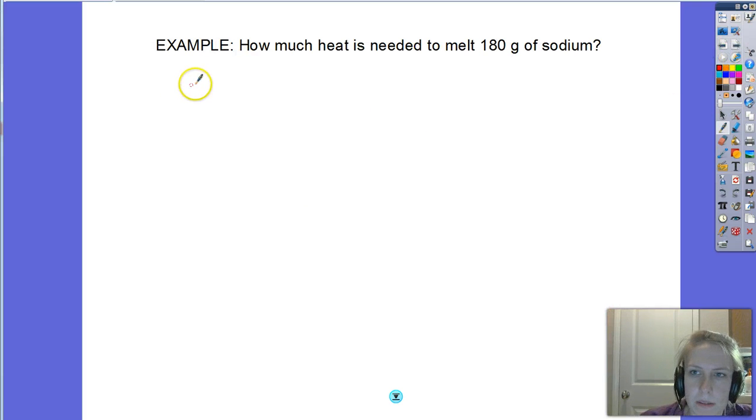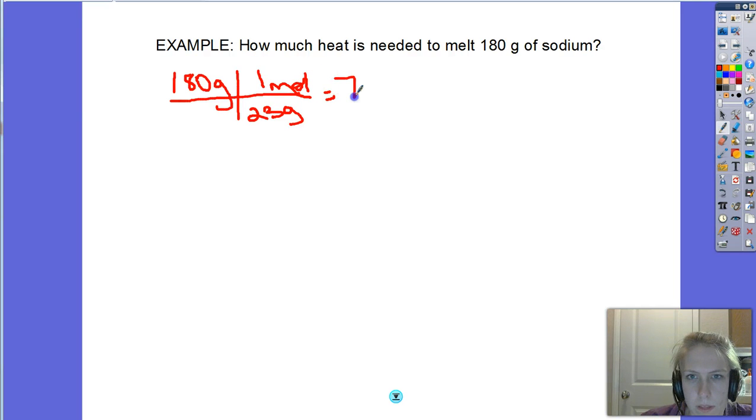How much heat is needed to melt 180 grams of sodium? So I have 180 grams, that's what I'm starting with. Now we need moles because our equation is the moles times the molar heat of melting or vaporization. So our sodium has 23 grams in 1 mole, and now we have moles. And that gives us 7.83 moles.